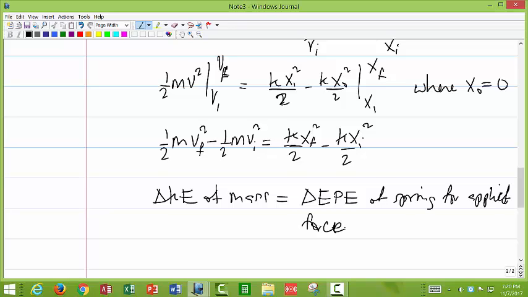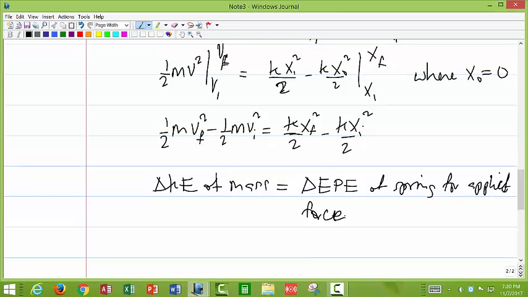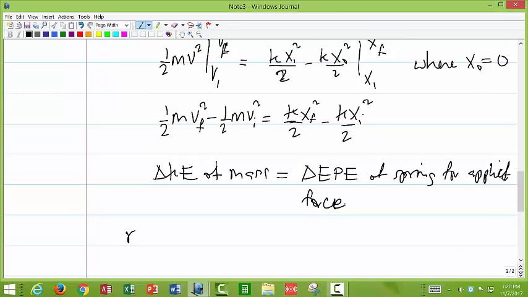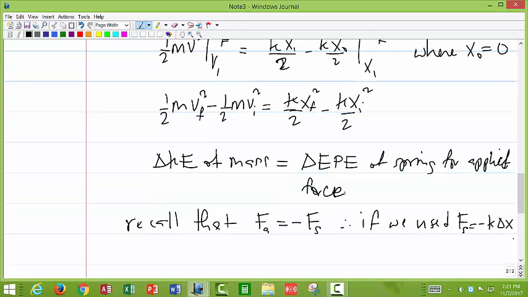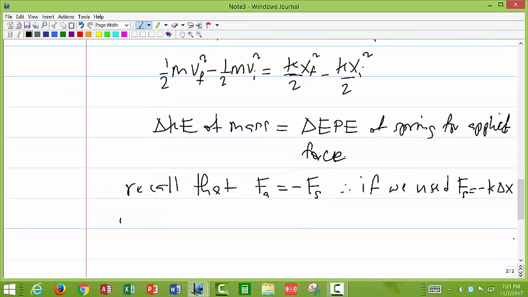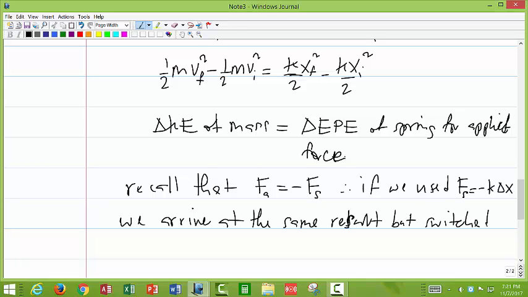And we can of course do this for the spring force also. If you use the spring force instead, the difference is that it will just switch. It will just be k x initial squared over 2 minus k x final squared over 2. Okay, so recall that F_A is equal to minus F_s. Therefore, if we used F_s equals minus k delta x instead of F_A, which we used, we arrive at the same result but with the sign switched.